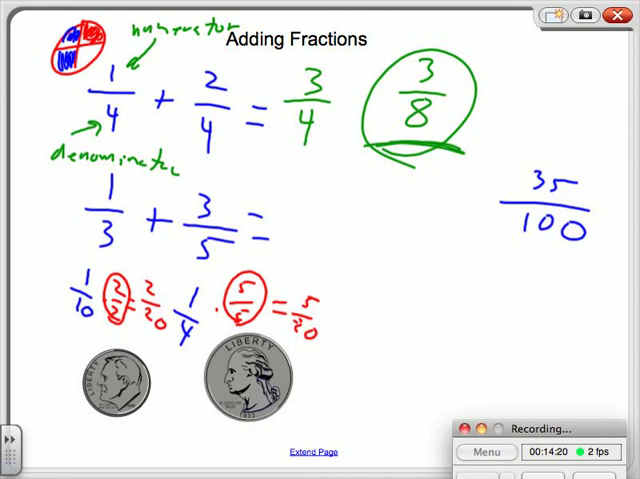If I add those together, since now I'm talking about both being 20ths of a dollar, 2/20ths of a dollar and 5/20ths of a dollar should give me 7/20ths of a dollar. Multiply both by 5 if you wanted to, and I'll get 35 over 100, or 35 cents.